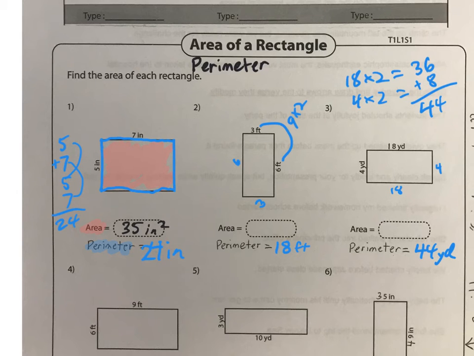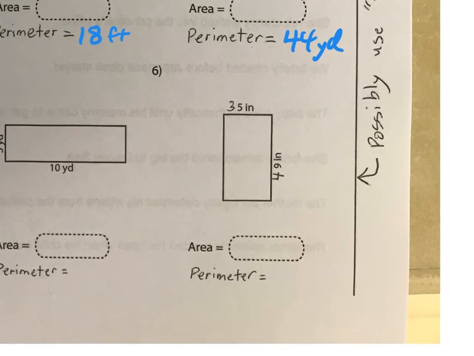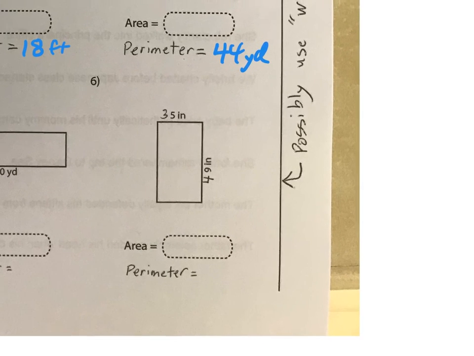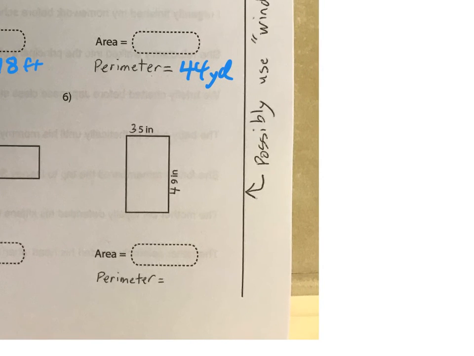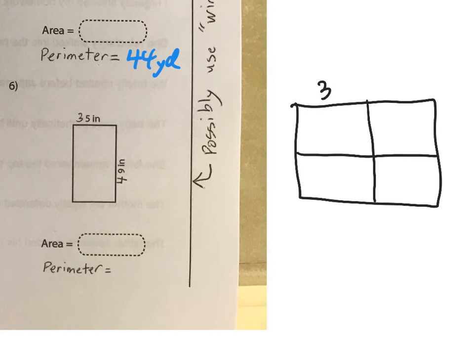So the rest of those I think you can figure out on your own. I did put one challenge in here for the area, 35 and 49. And if you are having trouble with the area of that, use the window method. So I can break 35 into 30 and 5, and I'm going to break 49 into 40 and 9. And now I multiply each of those sections.